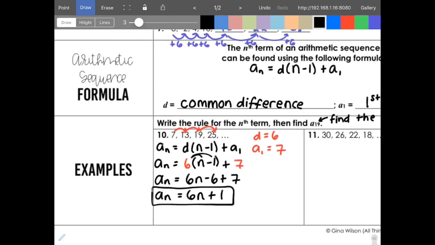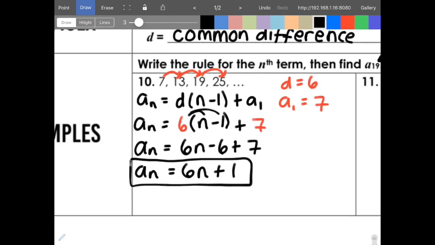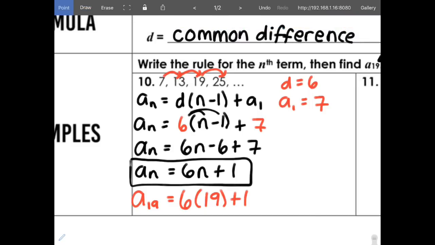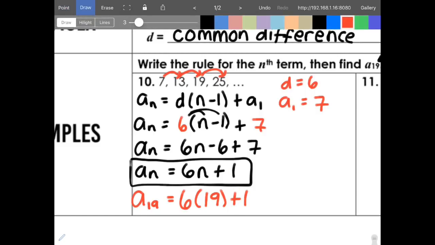Cool. So let's find the 19th term. We're just going to plug in 19 wherever we see n. A19 equals 6 times 19 plus 1, right? Because all we're doing here is substituting in 19 for n. We kept the 6 and the 1 the same. So now let's just solve.